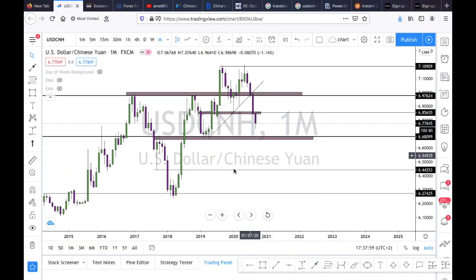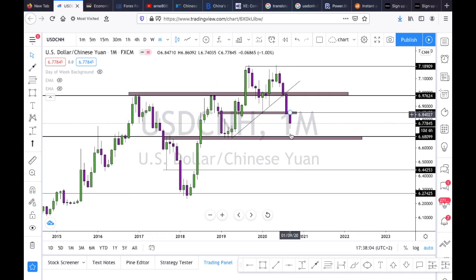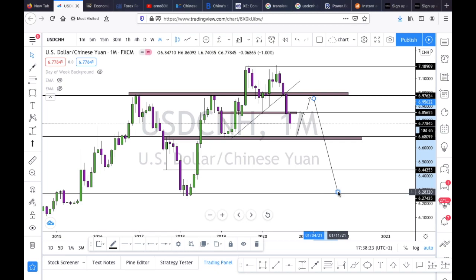So what am I saying? From this level here, I'm expecting price to come to this level here. Then from there, we can go test either this level or this level, 6.9. Then continue bearish, because whenever this pattern occurs, price is most likely to test the neckline of the pattern, then continue where it's going.